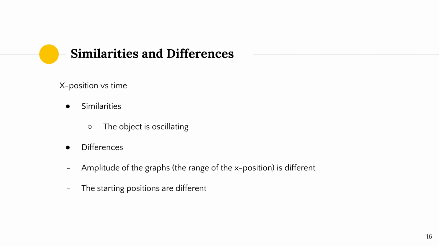There were similarities and differences shown between the experiment and the computational model of the position over time. For the graph of x position over time, both graphs showed that the mass is oscillating. However, the amplitude of the graph, which represents the range of the x position, was different, and the initial position was different.